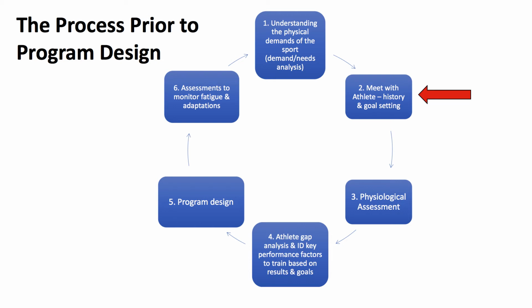Now we're going to move into talking about the second step of the 6-step process prior to program design, and that's meeting with the athlete, going over a detailed history and setting some goals.